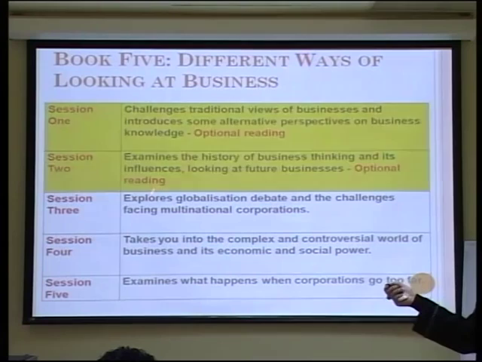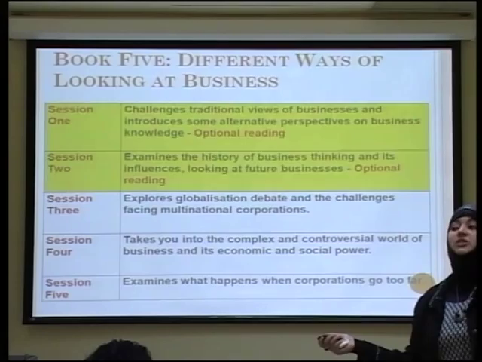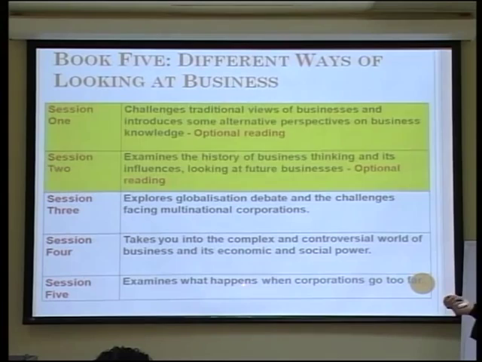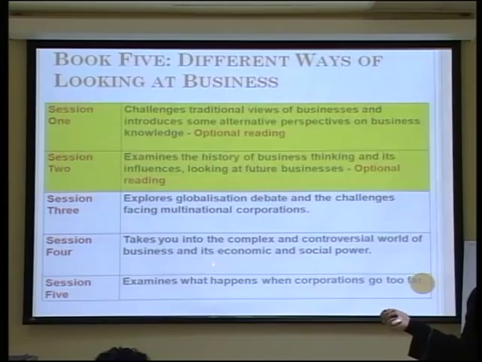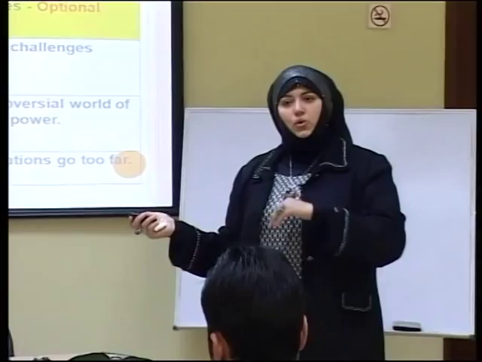Session four talks about the different types and levels of power, starting from the personal level to the organizational level. And then session five examines what happens when corporations go too far, when they start to practice negative business power on the whole society. How to control this and what should we do? This is about all that you will study in B120 in detail.